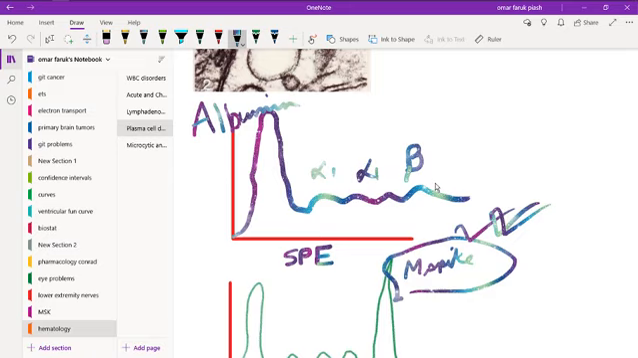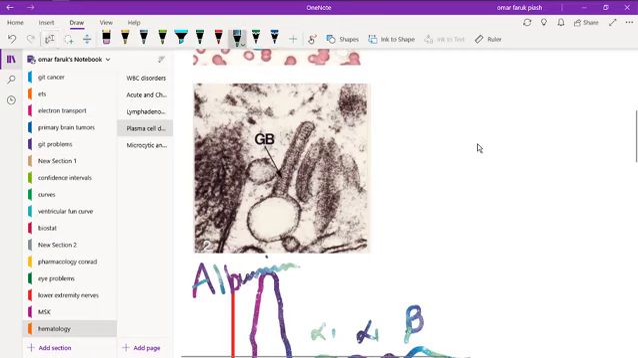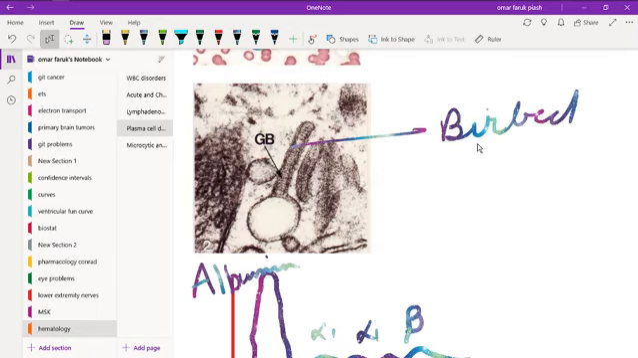Now I would like to talk about some diseases which are not that important, but you have to know them. One is Langerhans cell histiocytosis. In Langerhans cell histiocytosis you may get these tennis racket shaped granules, which are called Birbeck granules. Birbeck granules are seen in Langerhans cell histiocytosis.